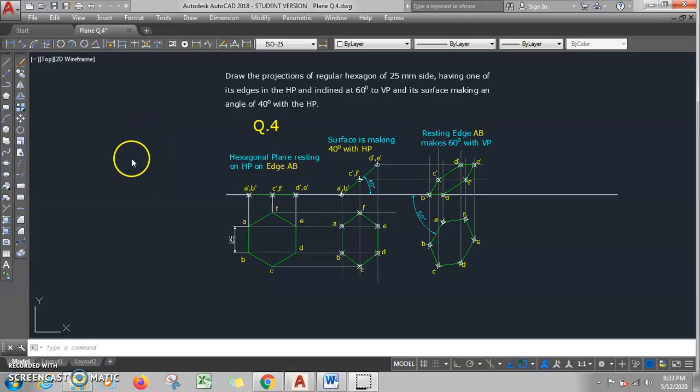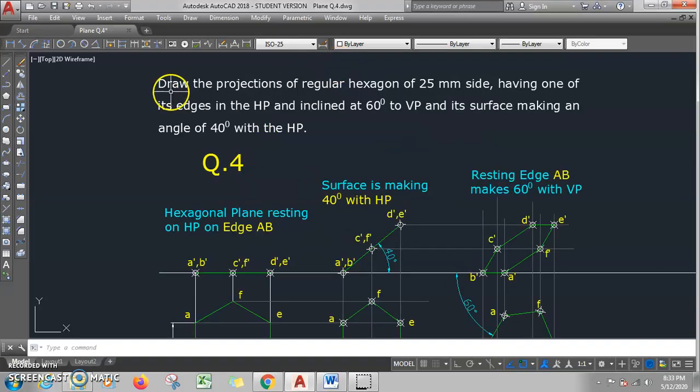In this video, we will solve one problem on projections of planes. Now here the plane is a regular hexagon. Let us read out the problem statement first. Draw the projections of a regular hexagon of 25 mm side having one of its edges in HP and inclined at 60° to VP, and its surface is making an angle of 40° with HP.